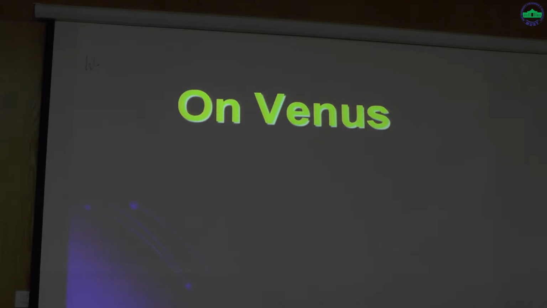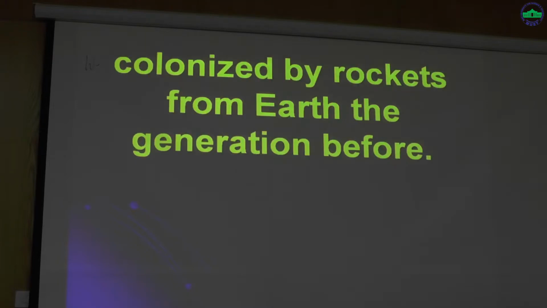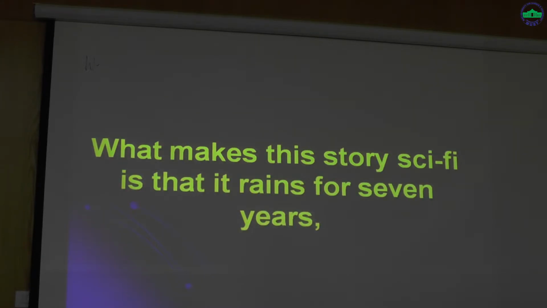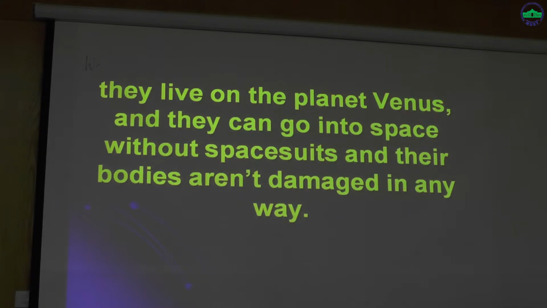The first element is that the action takes place on Venus, colonized by rockets from Earth the generation before. So Margot and the kids belong to the second generation. What makes this story sci-fi is that it rains for 7 years successively. They live on the planet and can go into space without spacesuits, and their bodies are not damaged in any way. Real human beings.